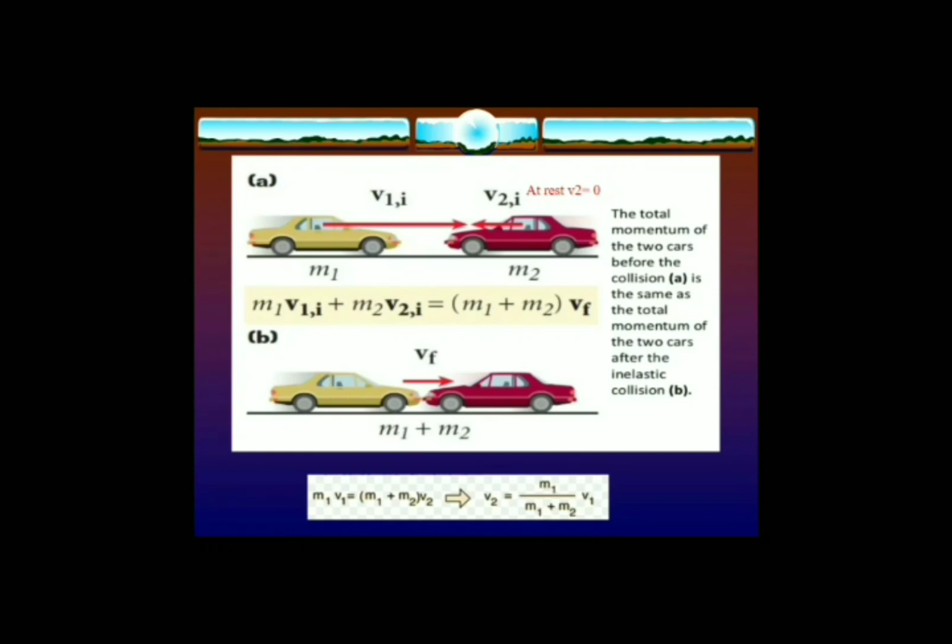The total momentum of the two cars before the collision A is the same as the total momentum of the two cars after the inelastic collision B. When two objects collide under inelastic conditions, the final velocity with which the objects move is given by V2 equals M1 over M1 plus M2 times V1.